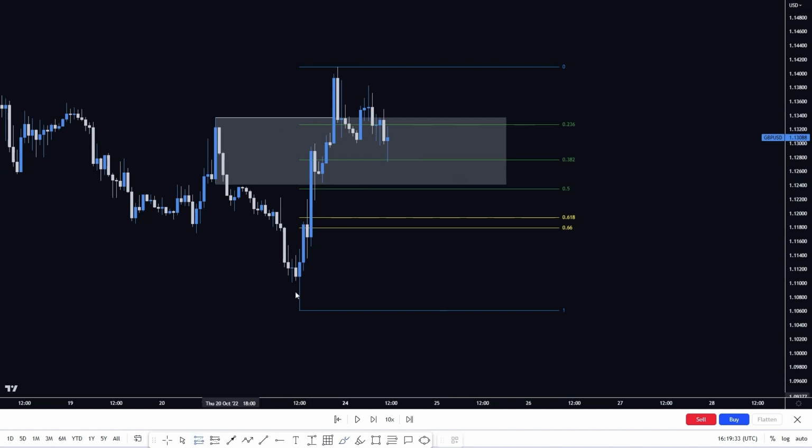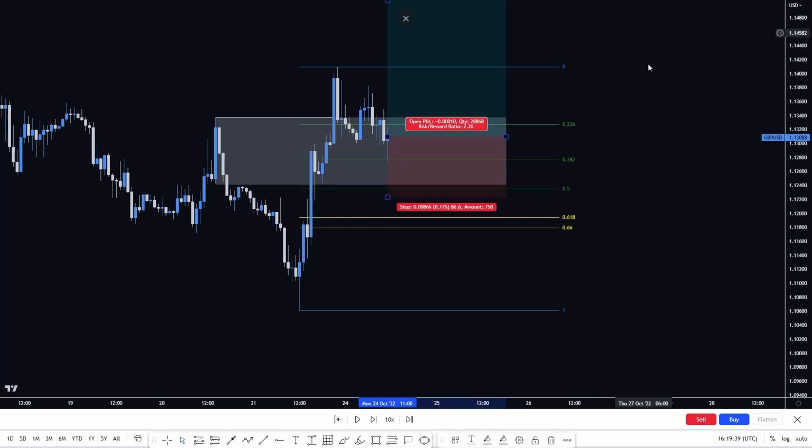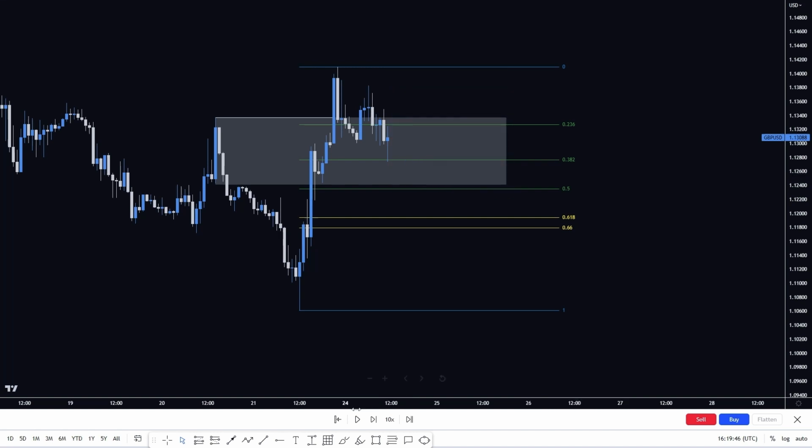So for example, what you could do is literally just buy one like that, okay? Protect yourself from there, and then try and trade this to the upside. So that could be one trade idea that you actually look to do. So let's see what actually happens.